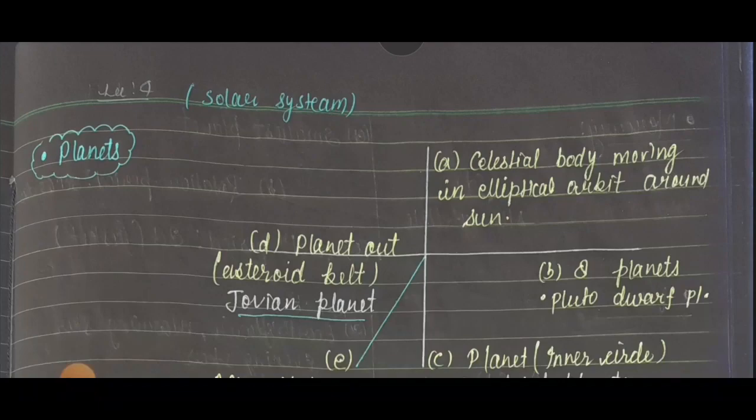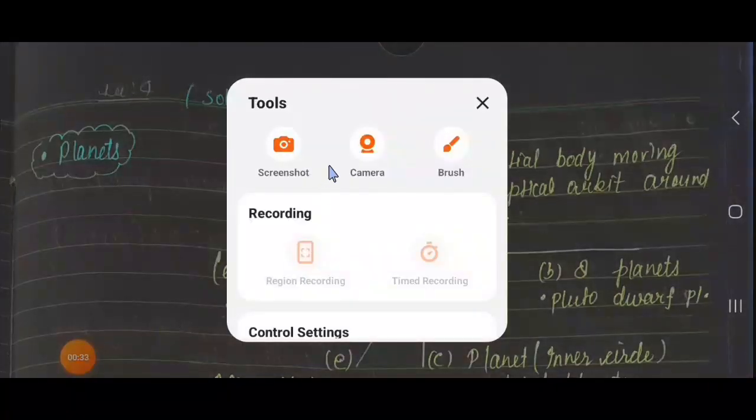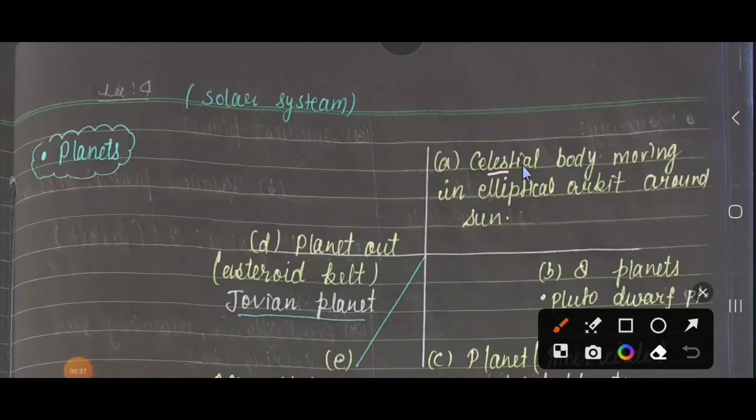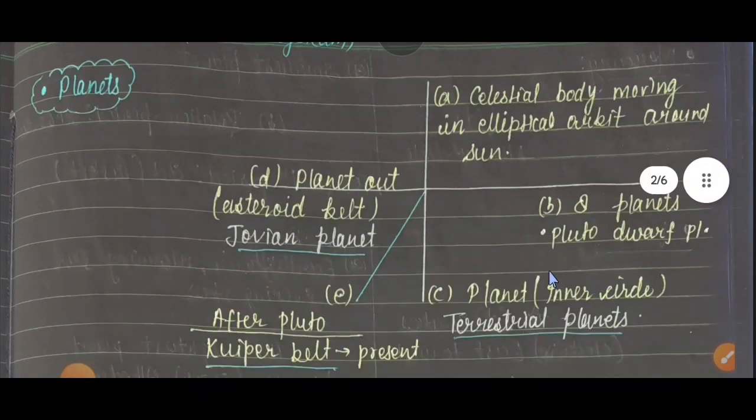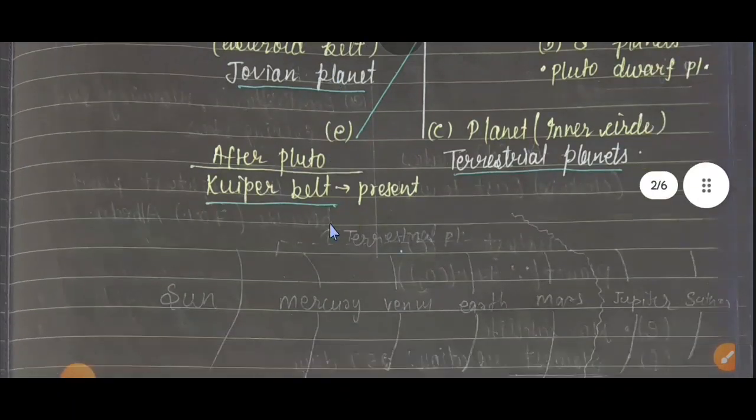So first of all, we will study about planets. A planet is a celestial body that moves in an elliptical orbit around the Sun. In present time, there are 8 planets, and Pluto is considered a dwarf planet. And these C, D and E points, I will explain with the help of one diagram. So let me show you that diagram.